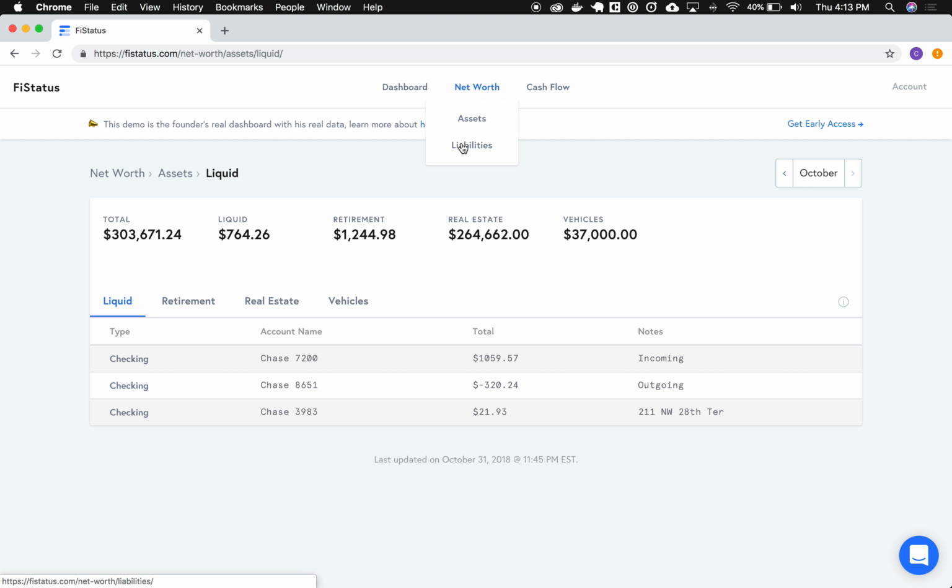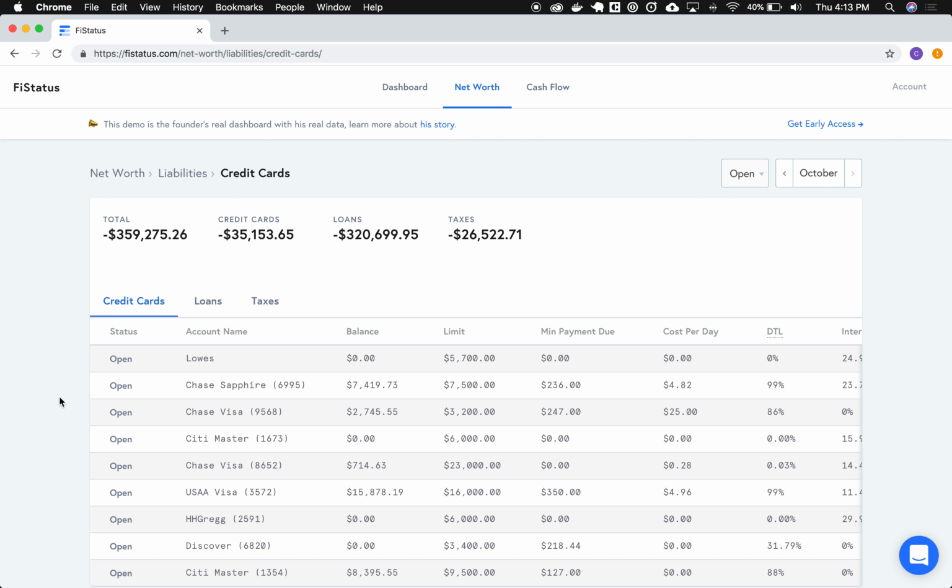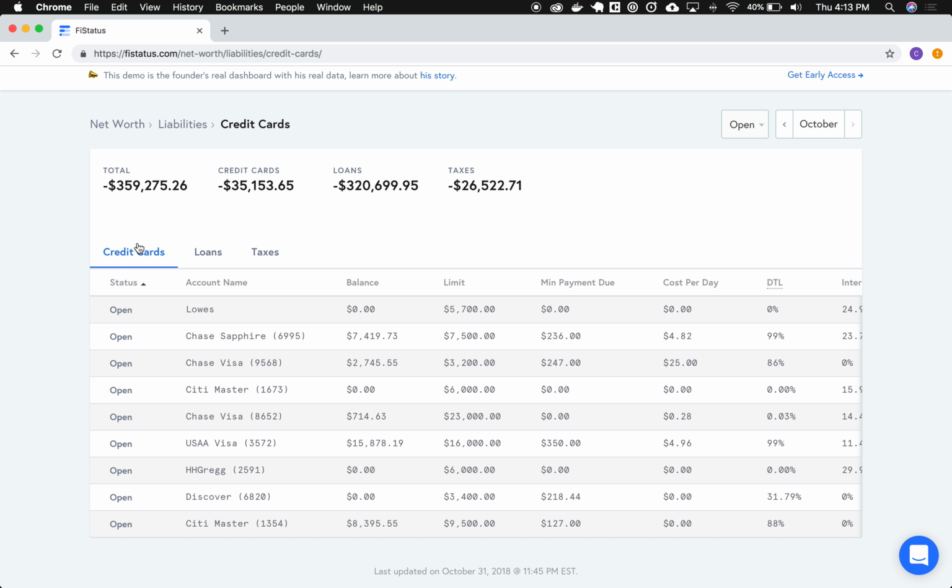Let's go to my liabilities here. This is not fun. All right, so I'm negative $306,000 total: $35,000 credit card, $320,000 loan, $26,000 in taxes. This loan number seems a lot bigger and scarier. That's because I have that real estate in there, and I'll show you that in there.